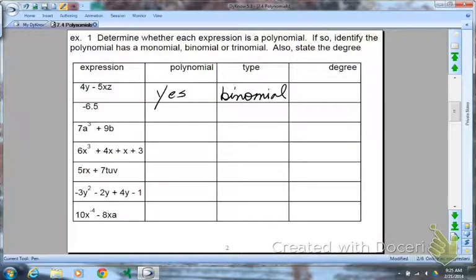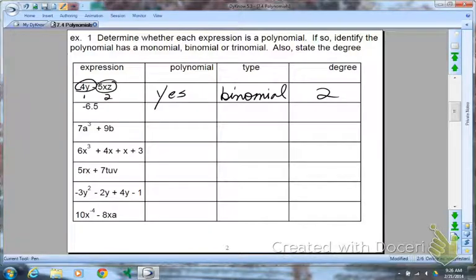Now, the degree, and what I mean by that is what is the degree of the entire polynomial? So we have to look at the degree of each term. What is the degree of the first term? 1. What is the degree of the second term? We add the two exponents, and that's a 2, so the degree of that term is a 2. And so the degree of the entire polynomial is whichever degree is the largest. And what is the largest degree? 2. So it is a 2-degree polynomial.